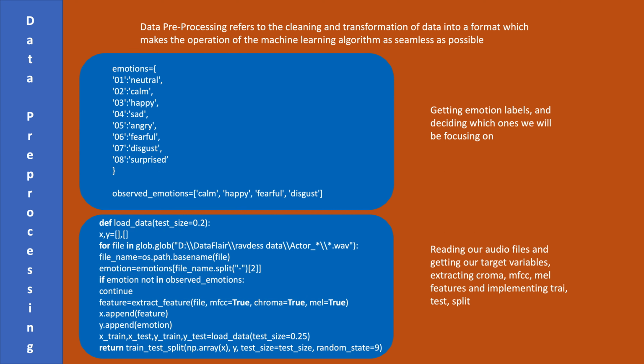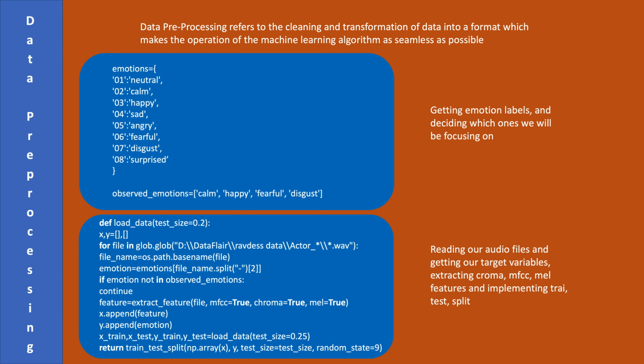Data pre-processing refers to the cleaning and transformation. So here we are simply saying what are the emotions that we are dealing with. So this is the list, so that our model can understand the target variable, which is the variable we are trying to predict. And then we are saying observed emotions equals calm, happy, fearful, disgust. We are going to be dealing with these four variables.